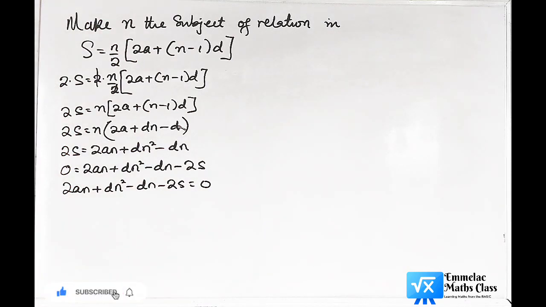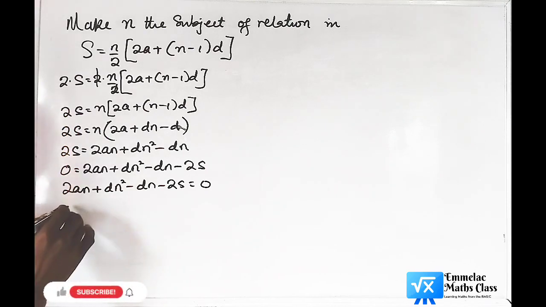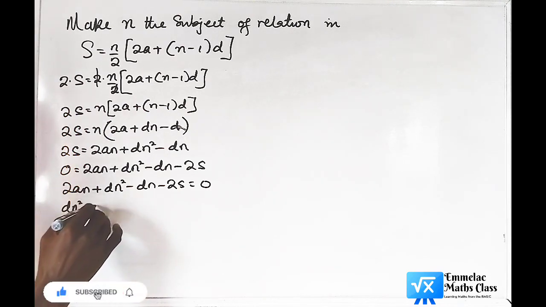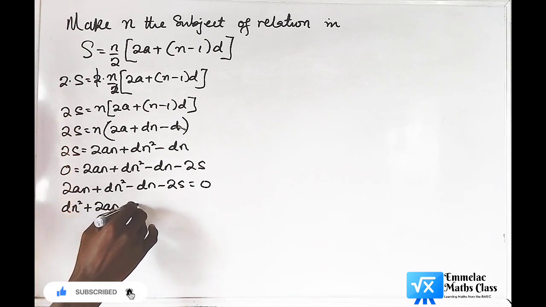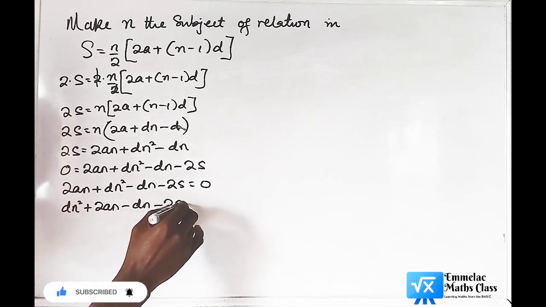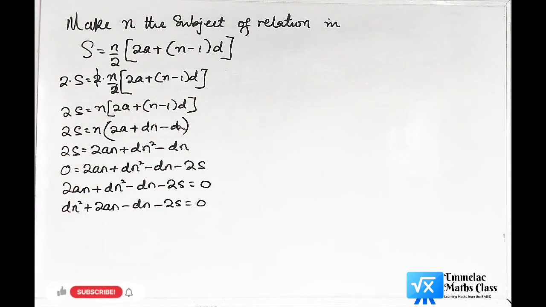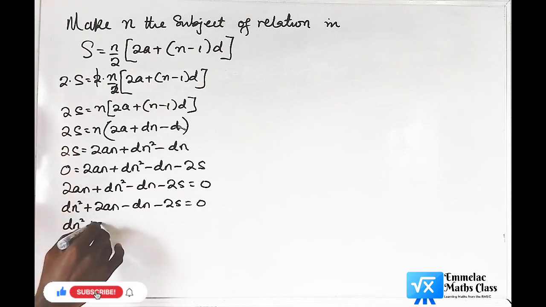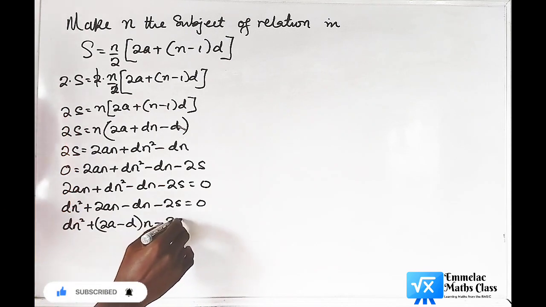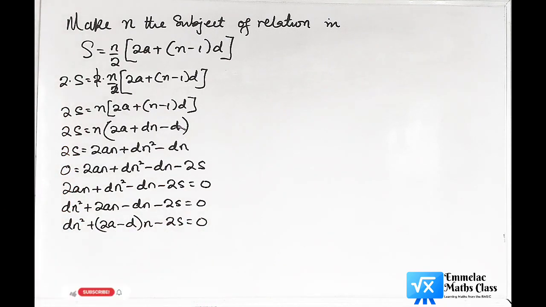0. Okay, now here we can say that dn squared plus 2an minus dn minus 2S equals what? 0. Okay, now this can also be written as dn squared plus (2a minus d)n minus 2S equals what? 0, because I have factored out n here.